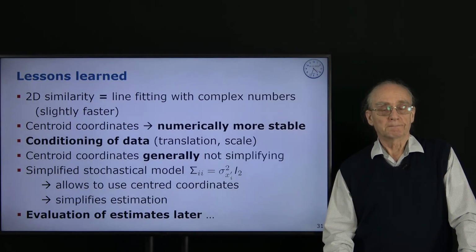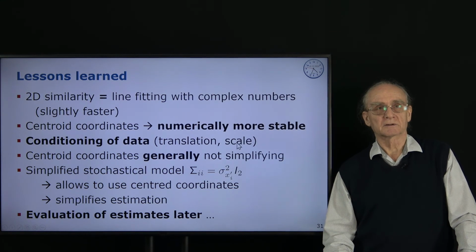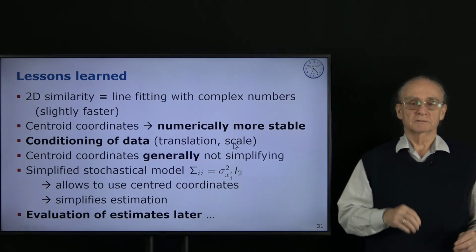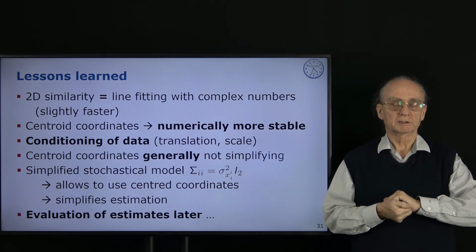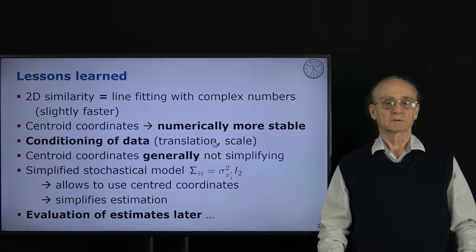So what did we learn? The 2D similarity can be interpreted as line fitting with complex numbers, slightly faster. The centroid coordinates which we should use lead to numerically more stable results. And generally we argued that conditioning of the data, that means translating them to a centroid and scaling them such that the average squared distance to the center is 1, leads to a much better numerically stable solution.